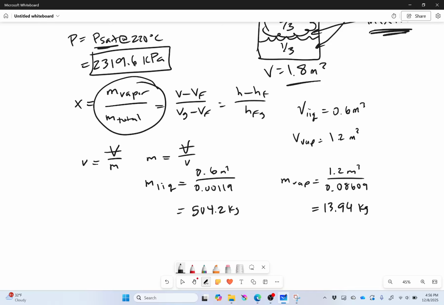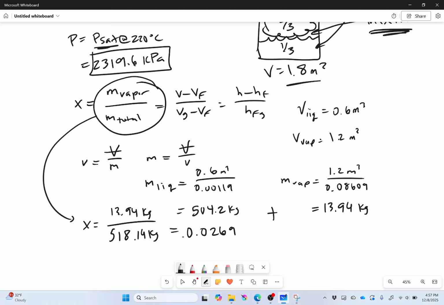Okay. And so now let's go into this quality equation again and get this finished out. So my quality is going to be equal to my mass of vapor, which is the smaller one, that's 13.94 kilograms, over the total mass. So 504 plus 13, that comes out to 518.14 kilograms. That's the total, adding those two together. And that gives me a quality of 0.0269. Okay, so that is my second step done.